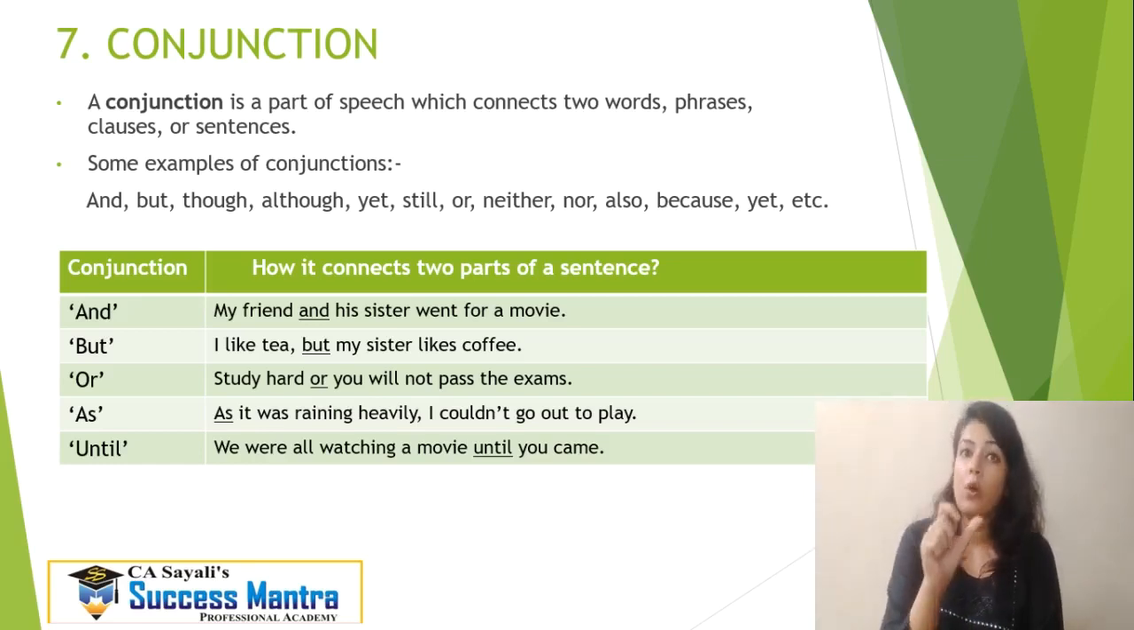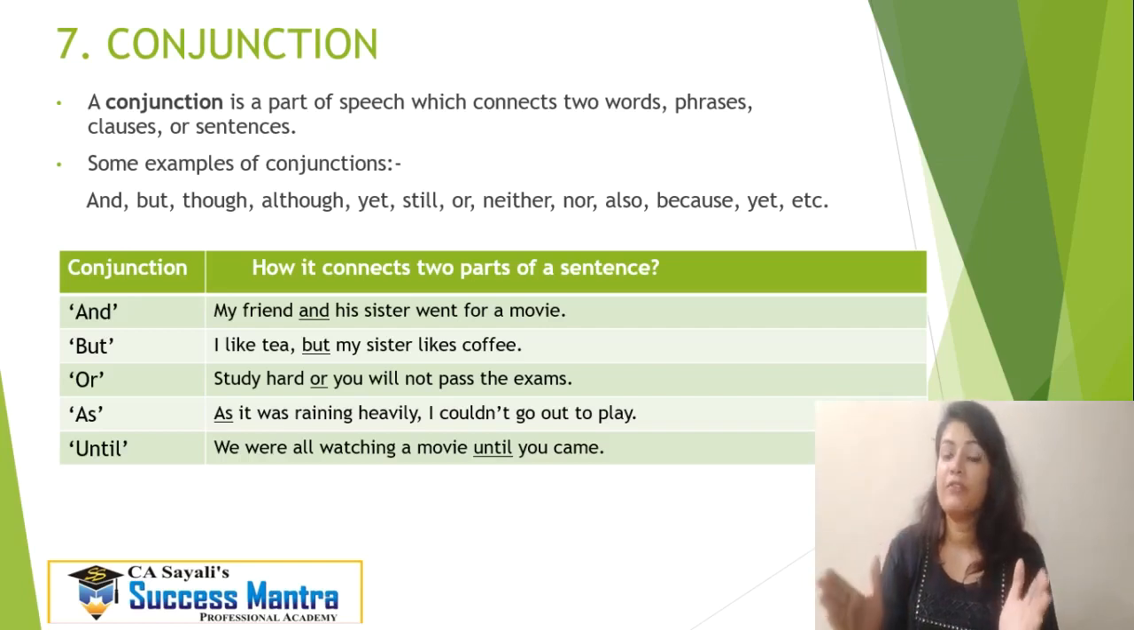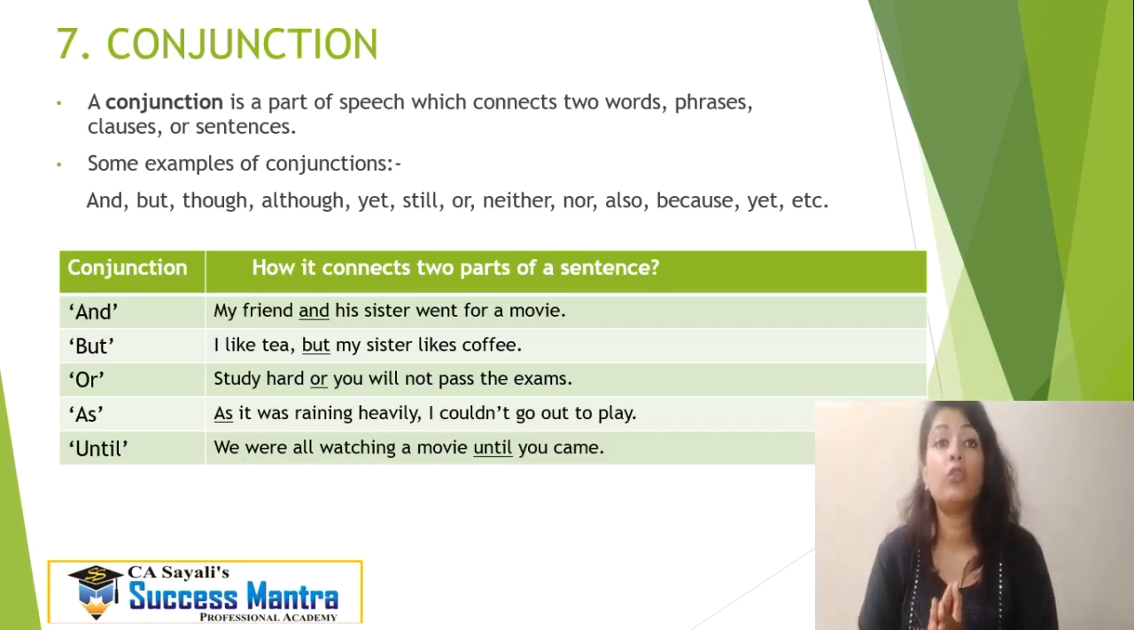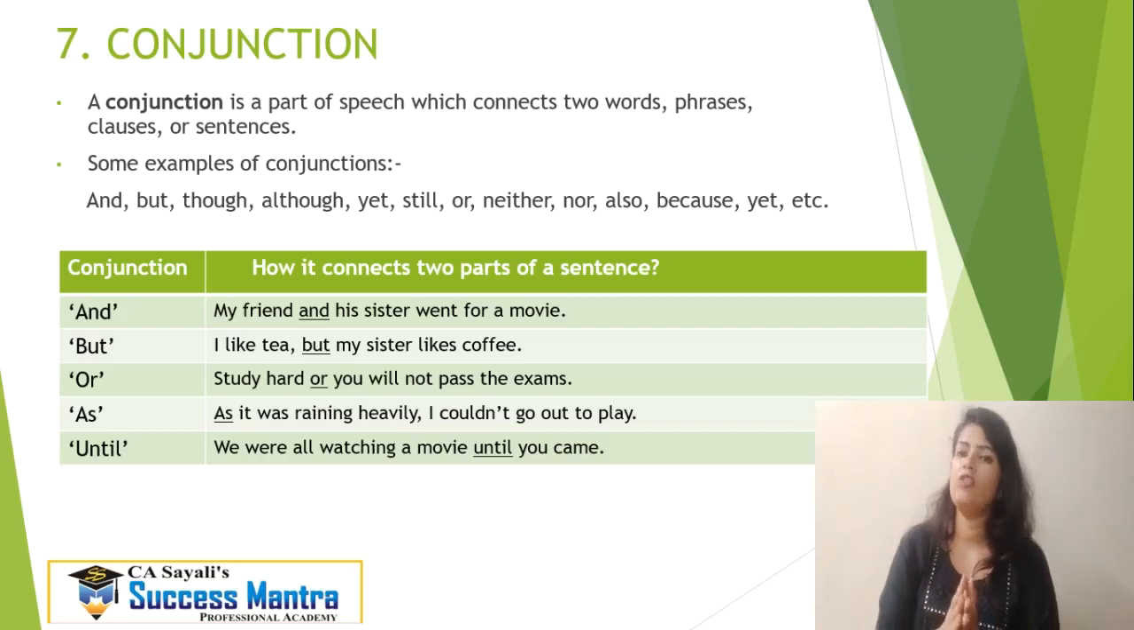So it is a word, it is a part of speech which connects or joins two or more sentences, words, phrases or clauses. What are the examples of conjunctions? So I can say words such as and, but, though, although, yet, still, neither, or, neither nor, either or, also, because. ये जो कुछ words हैं, they are examples of conjunctions.